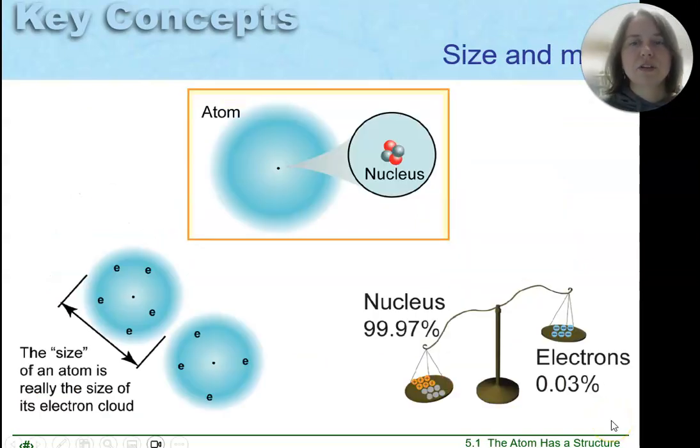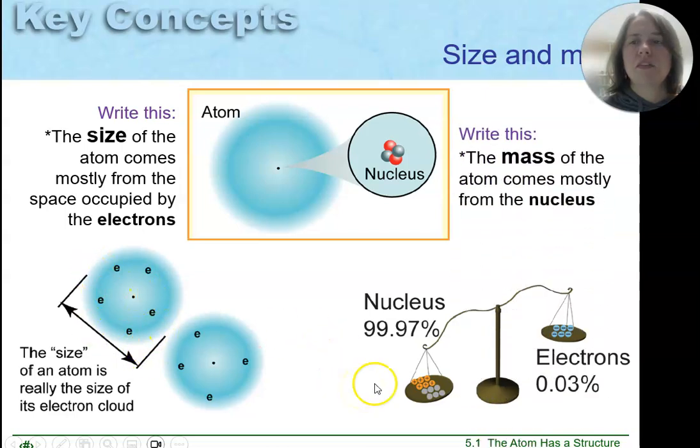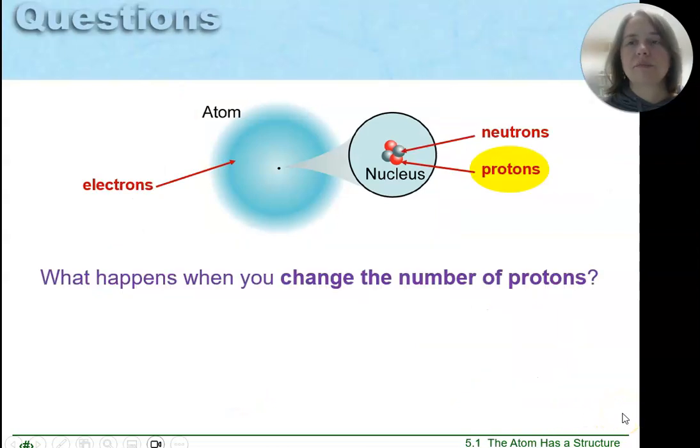So here are some pictures of atoms, and please write this down. The size of the atom comes mostly from the space that's occupied by the electrons. We can see here the size of the atom is the size of its electron cloud. And then please write this down. The mass of the atom comes from the nucleus. How many protons and neutrons, that determines what the mass of the atom is.